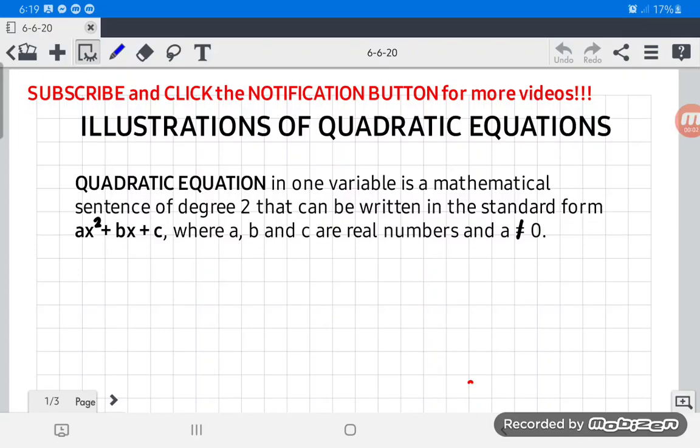Our topic for today is all about illustrations of quadratic equations. A quadratic equation in one variable is a mathematical sentence of degree 2, meaning its exponent is 2, that can be written in standard form, ax squared plus bx plus c, where a, b, and c are real numbers, and a is not equal to 0.